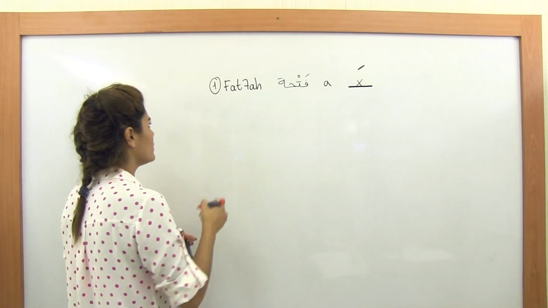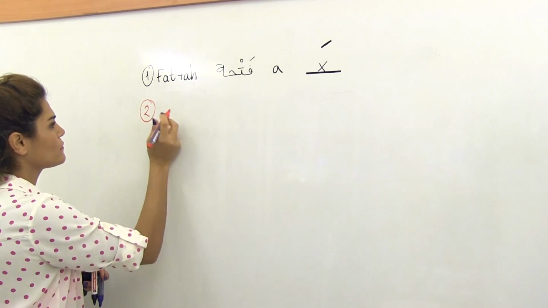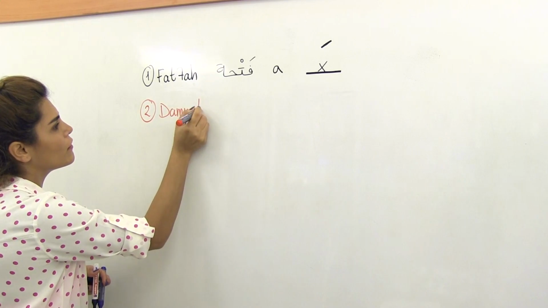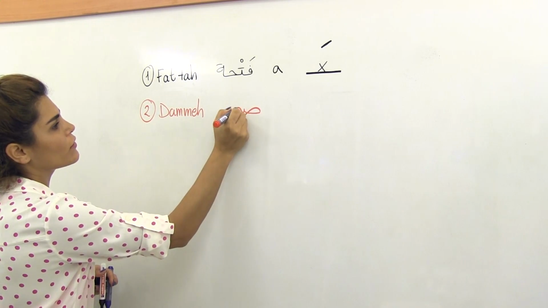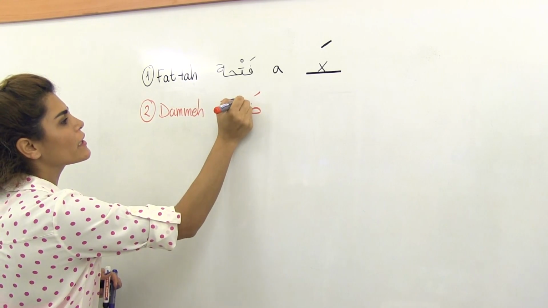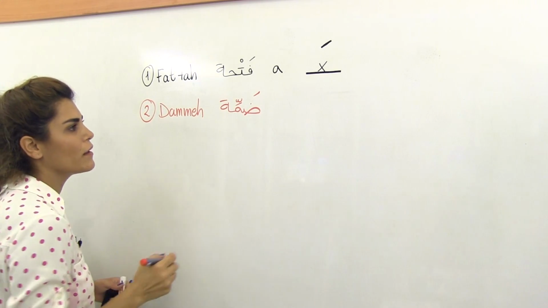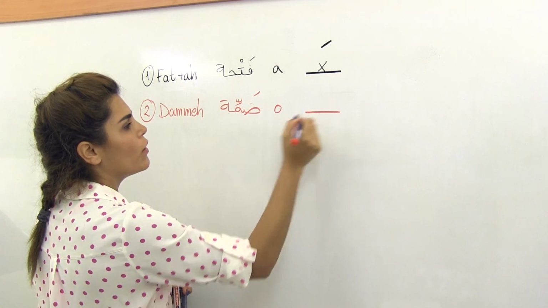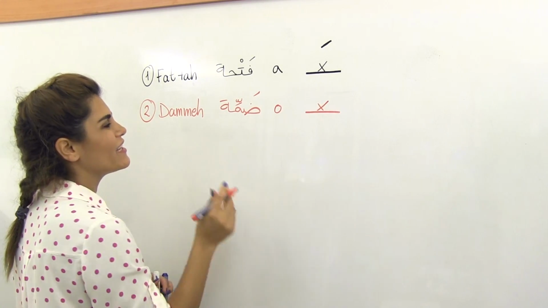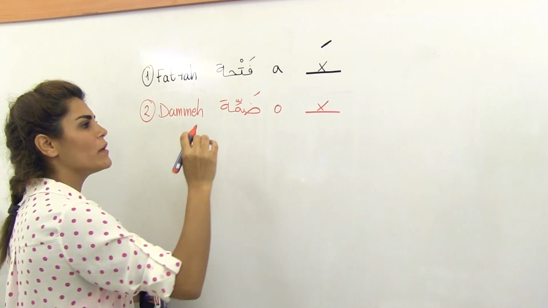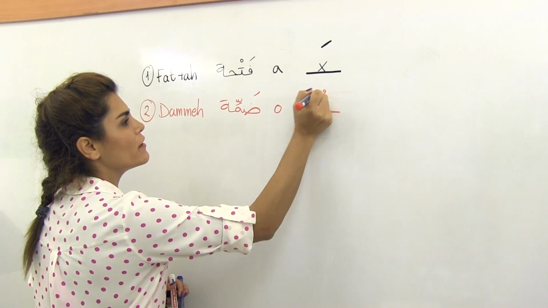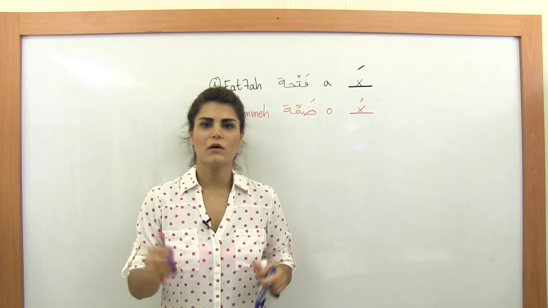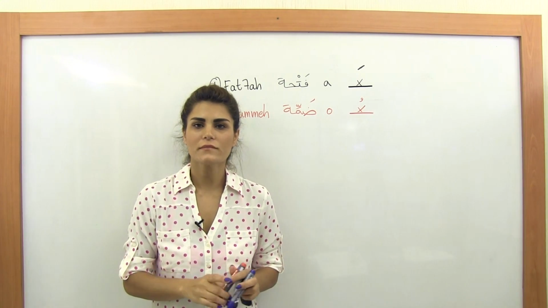The second one is damma, or damma in classical Arabic, and it's O. This is the letter, and it looks like a little comma on top of the letter. A little comma on top of the letter. And I will give you more examples to read.